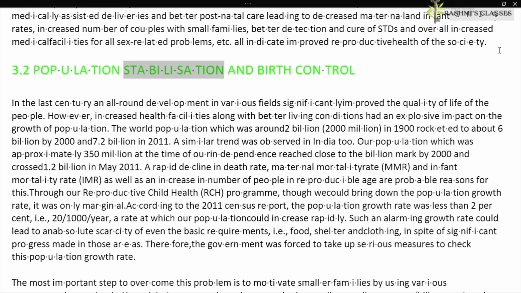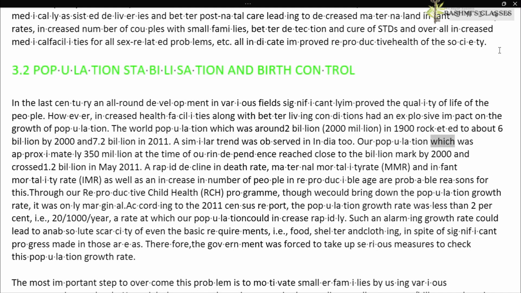3.2 Population stabilization and birth control. In the last century, an all-round development in various fields significantly improved the quality of life of the people. However, increased health facilities along with better living conditions had an explosive impact on the growth of population. The world population, which was around 2 billion (2000 million) in 1900, rocketed to about 6 billion by 2000 and 7.2 billion in 2011. A similar trend was observed in India too.